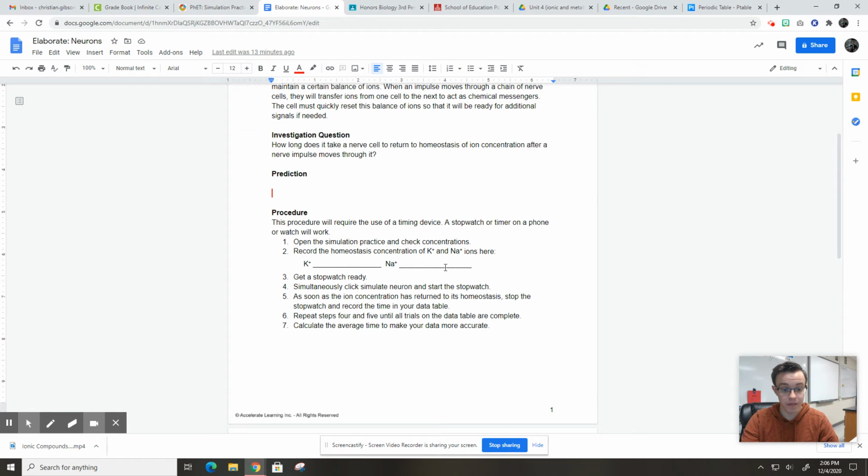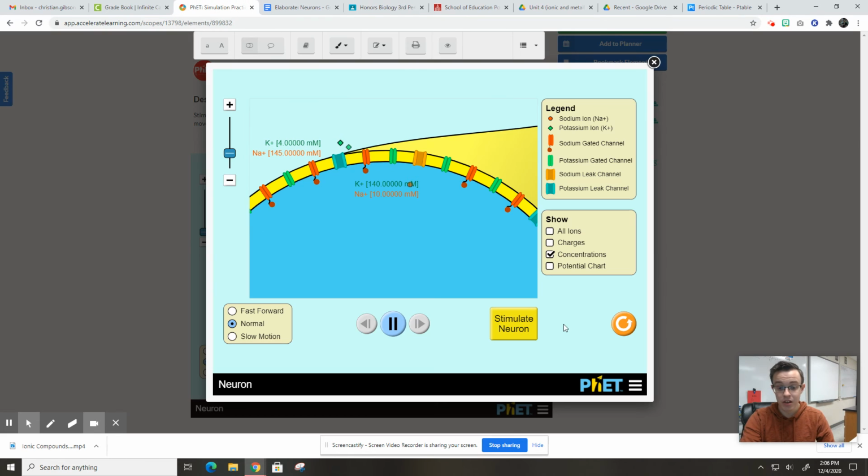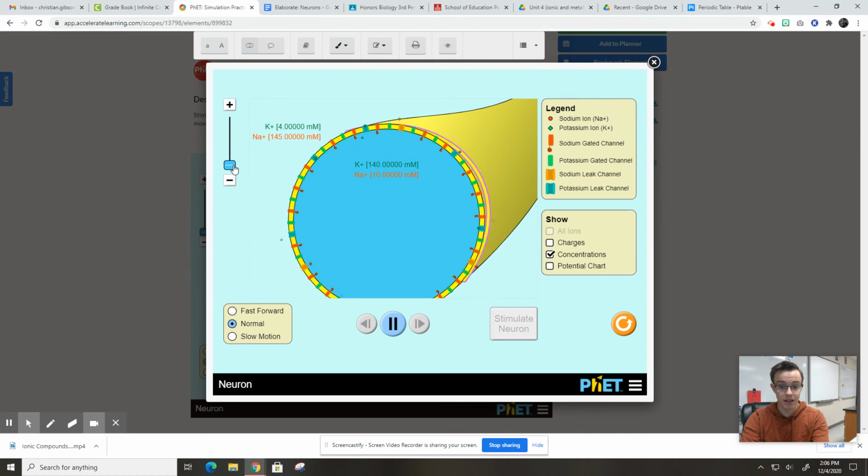And so you'd put that there, and then you get your stopwatch ready, and then you click Stimulate Neuron, and you start the stopwatch as soon as you click it. So this is where it's really easier to use your phone. So we're going to hit Stimulate Neuron, and you're going to see that impulse moving down the neuron. Okay, and you can see all these ions are going crazy now.